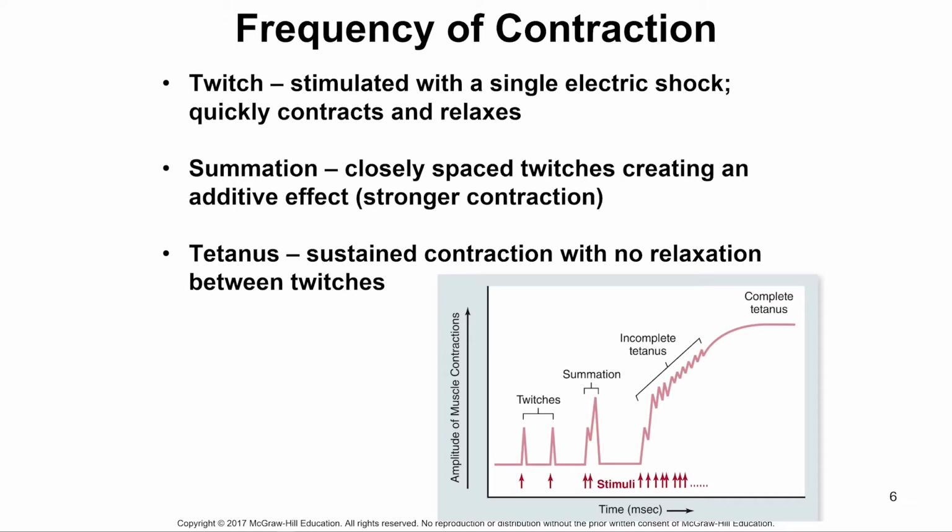And we can see that picture on this slide, where we can look at the graph where we show time along the x-axis and amplitude of muscle contraction, or strength of contraction, on the y-axis. We see that if two stimuli, noted by the upward facing arrows along the bottom, are far enough apart, it triggers two separate muscle twitches of the same strength. However, if those two stimuli happen close enough together, we see the additive effect of summation. And then if the frequency of contraction is great enough, we can actually see tetanus take place in the muscle or the motor unit, which is a sustained contraction with no relaxation between twitches.